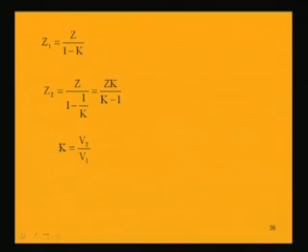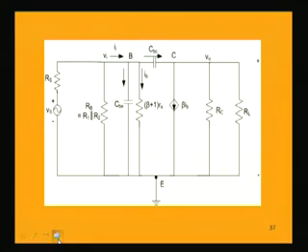So, finally, we are having the impedances Z1 and Z2, which are equal to Z by 1 minus k and Zk by k minus 1, k being the ratio between V2 and V1. So, exactly from here we can immediately write down what will be the impedance values due to the capacitance in the two sides, input and output.